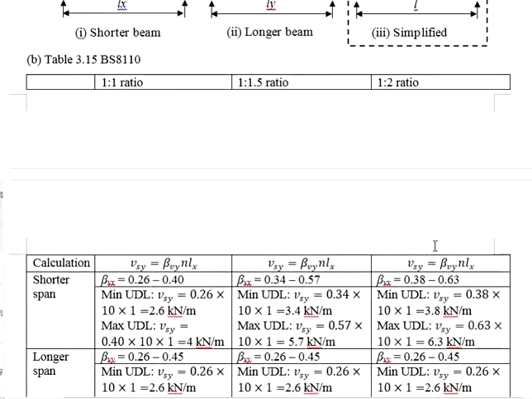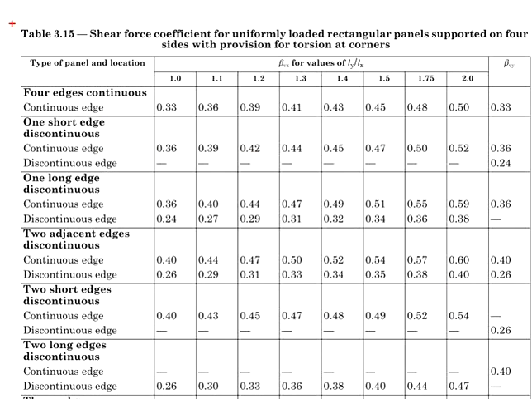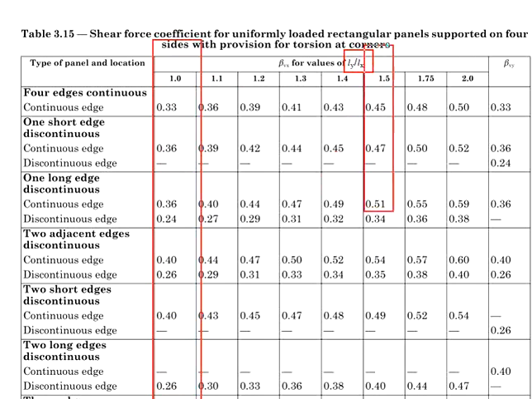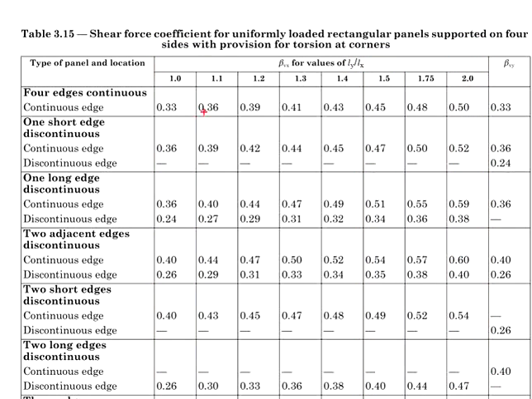Next, we'll deal with the British Standard method. Using the same set of aspect ratios, refer to table 3.15 of British Standard 8110. We are talking about the Ly per Lx of 1.0, 1.5, and 2.0. The table 3.15 is used to determine the shear coefficients. These shear coefficients can be used to determine the UDL acting onto the beam.